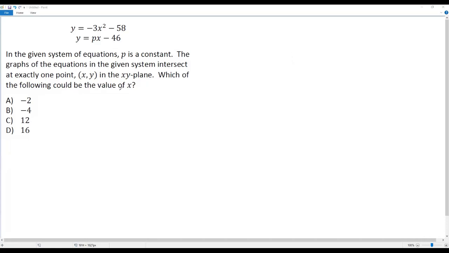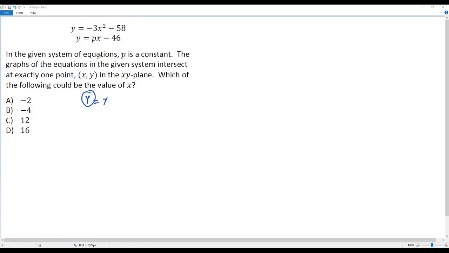Okay, using the given information, we have to find the value of x. Actually, this x is the x coordinate at the point of intersection of the graphs of the given two equations. To get the x coordinate or y coordinate at the point of intersection of the two graphs, we have to solve the given system of equations. We can set y equals y to solve the given system.